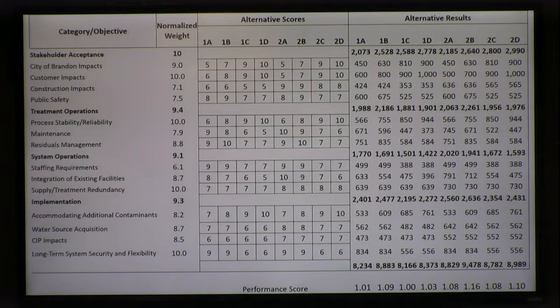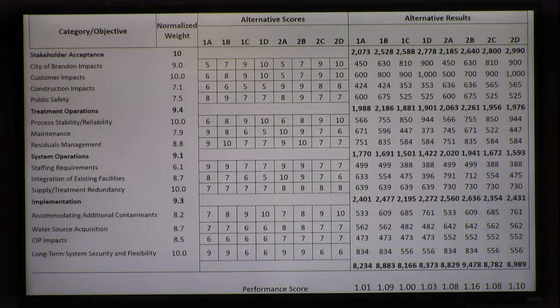And so you can see here in this table, the alternatives 1A through 1D and 2A through 2D were all scored, right? So here we have a score, and you can see that, for example, for customer impacts, alternative 1D and 2D received the highest score. The most weight was given to D because it produced the best water quality. And you can see that alternatives producing a lesser water quality scored lower.